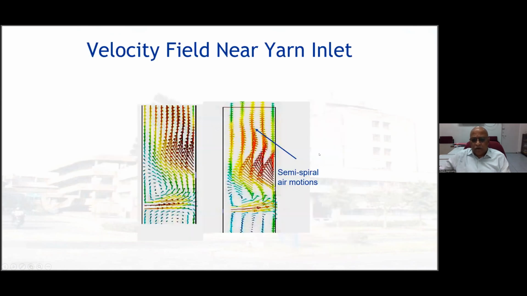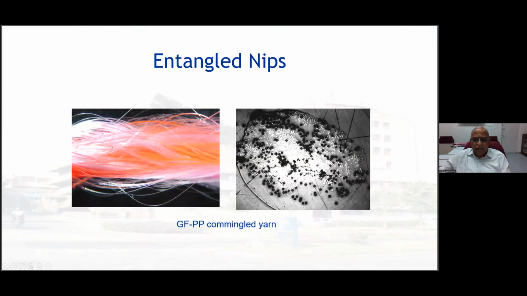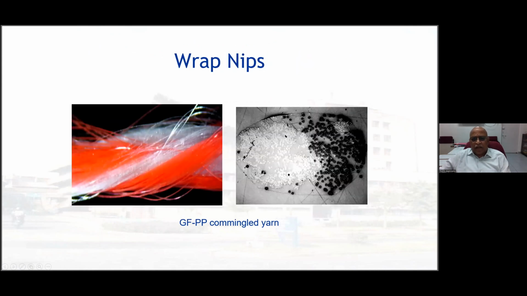And this shows the airflow profile for the first one. And different types of nips were analyzed. You can clearly see, this looks like braided nips. This is entangled nips. A thorough study was conducted. A PhD work was done by Vinayak Outle. Some wrapped nips like that.